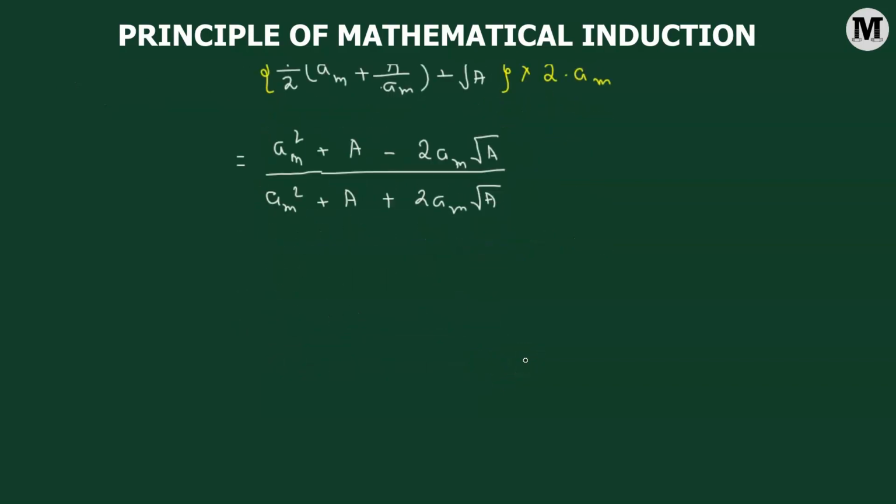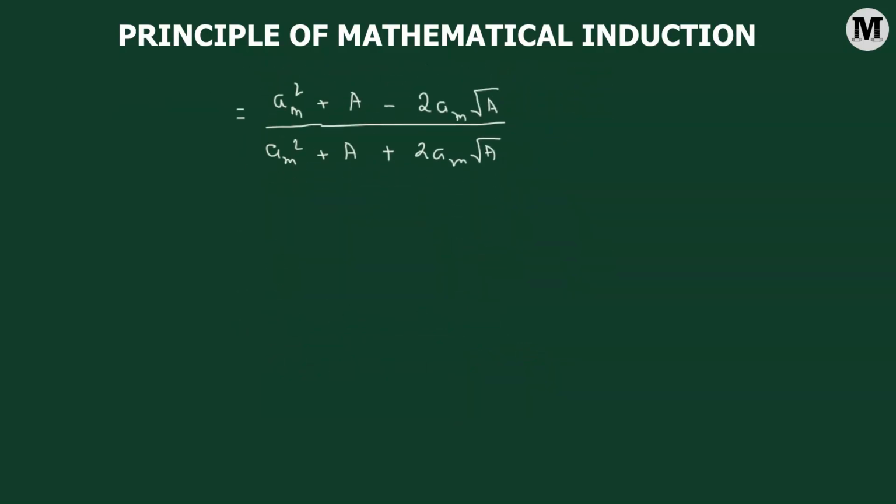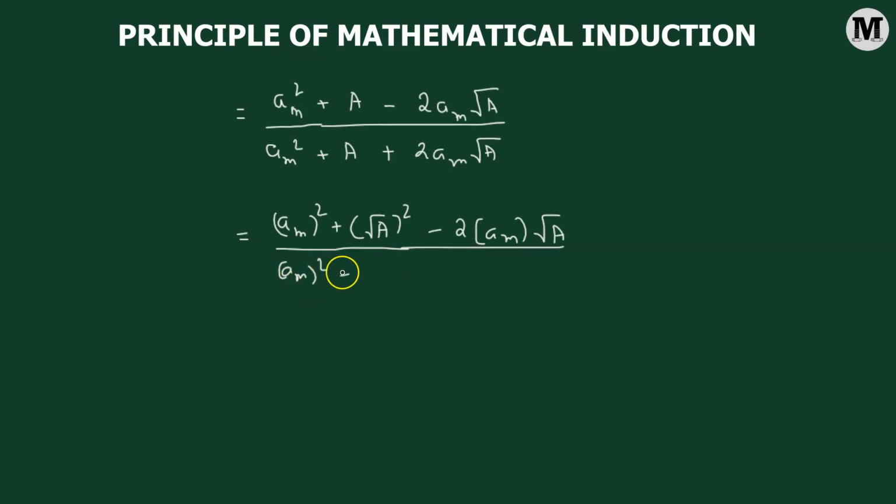Fine. Now we will simplify the numerator and the denominator. We have to rewrite the terms first. Now a m squared can be expressed as a m whole squared. Then we have a, which can also be expressed as square root of a whole squared, meaning exactly the same thing, minus 2 times a m multiplied to square root of a, whole divided by a m squared added to a, where a can also be expressed as square root of a whole squared, plus 2 times a m multiplied to square root of a.